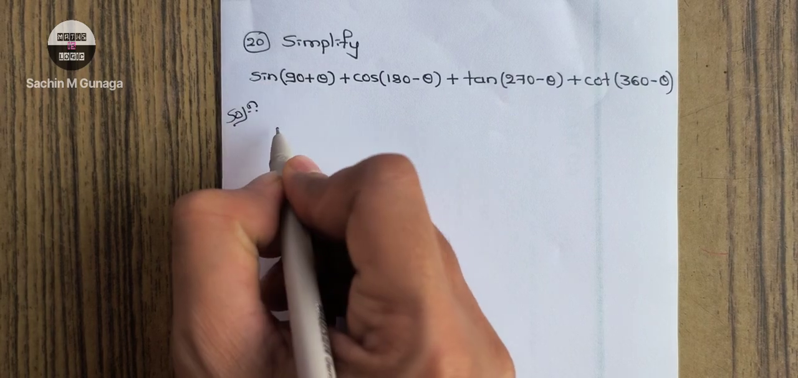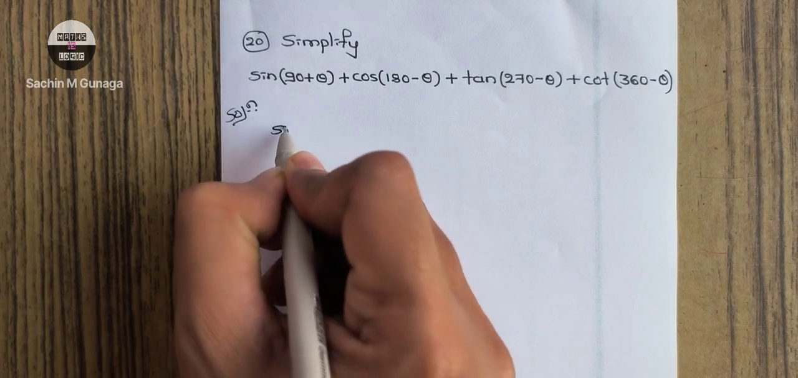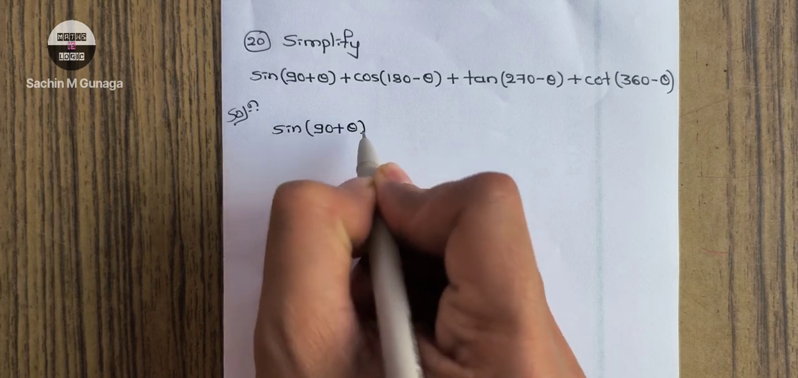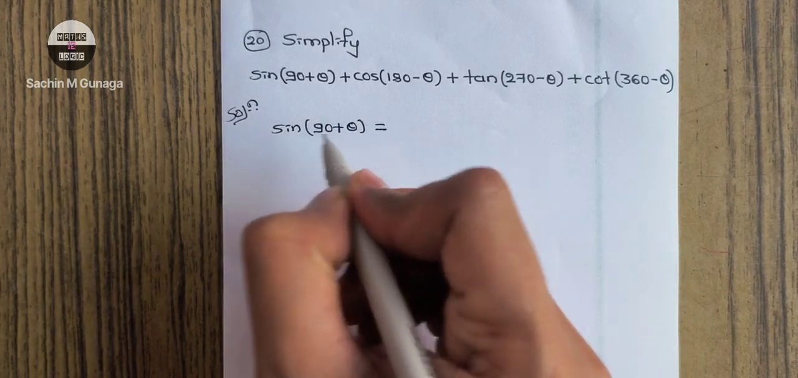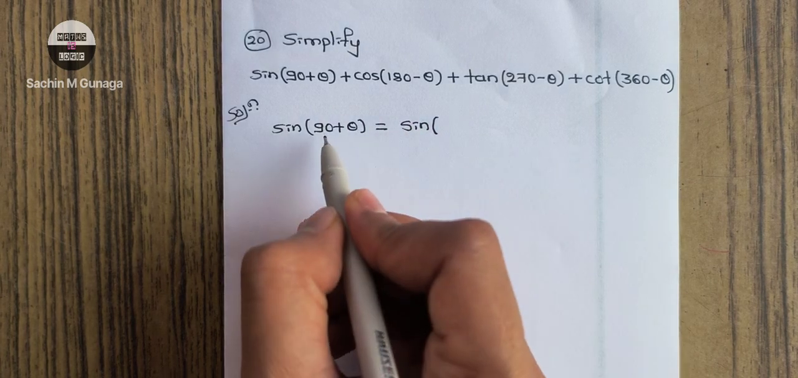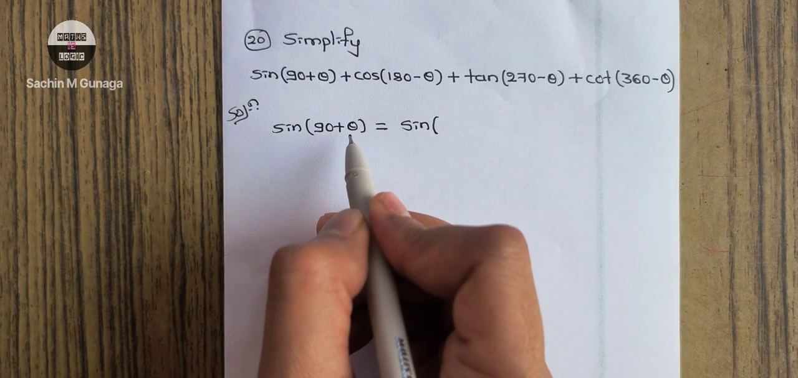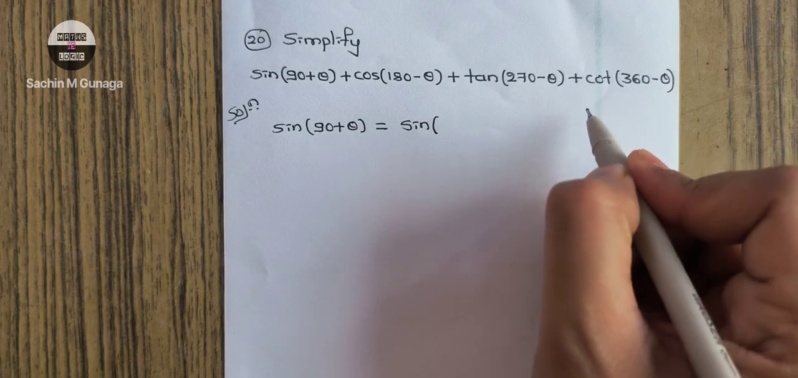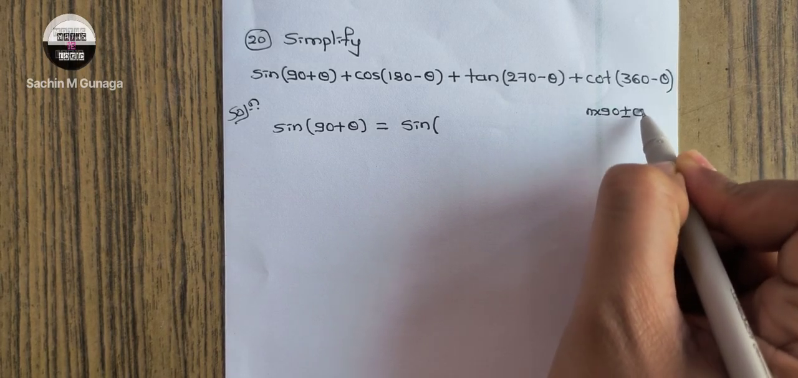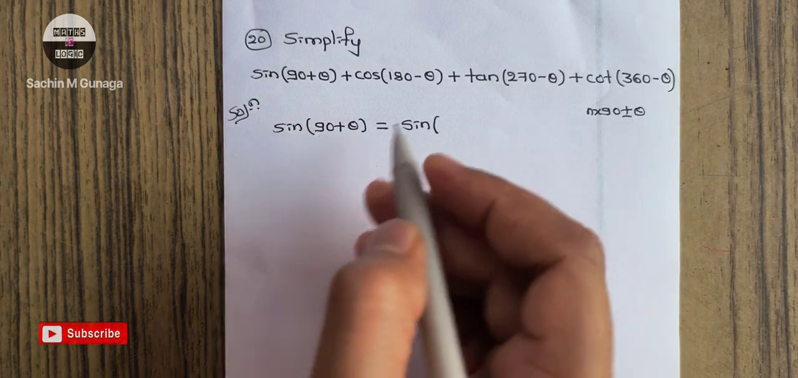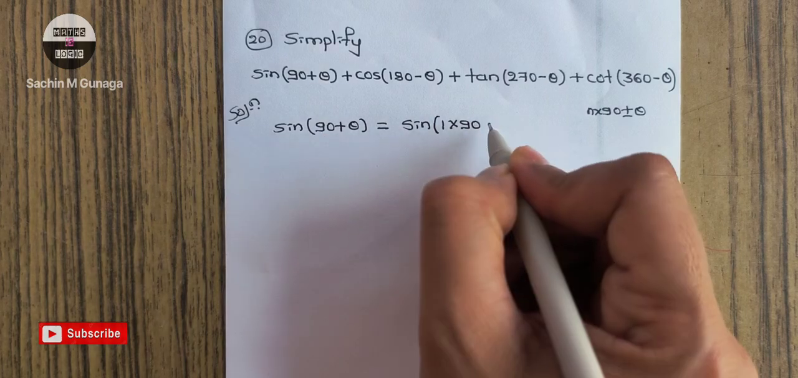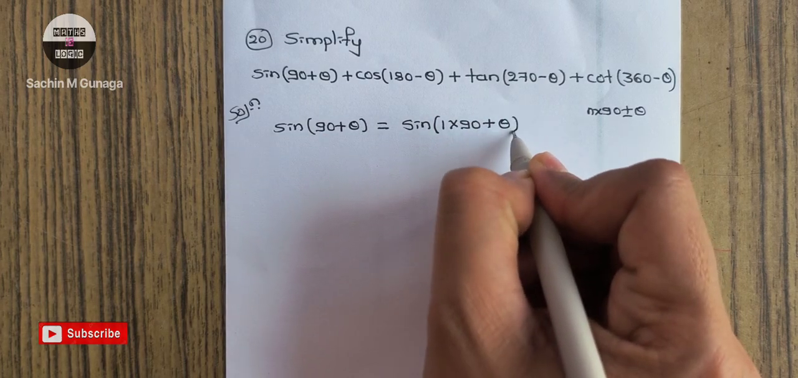So here first I will take sin 90 plus theta, which is equals to, this sine I am going to keep it as it is. So next we will bring this 90 plus theta into standard form. What is that standard form? n into 90, either plus or minus theta. So 90 can be written as what here? 1 into 90, then plus theta I am going to keep it as it is.